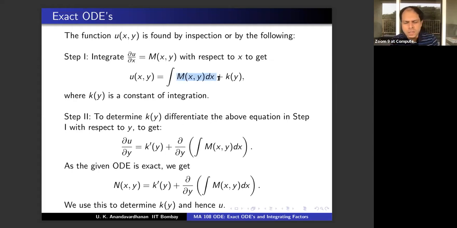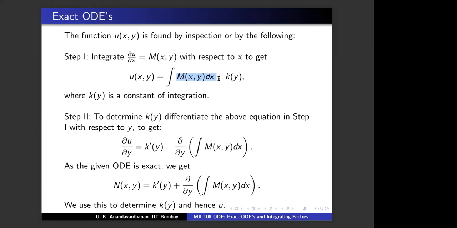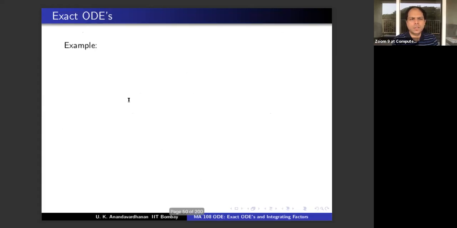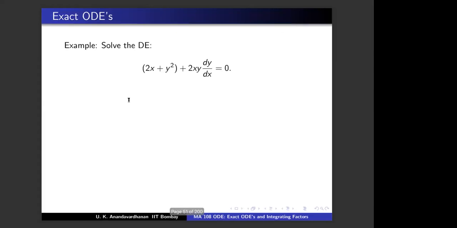And what is the answer? u of x, y equal to a constant. If there's an initial value given, you can evaluate that constant also. I hope the method is clear. Let's do an example.